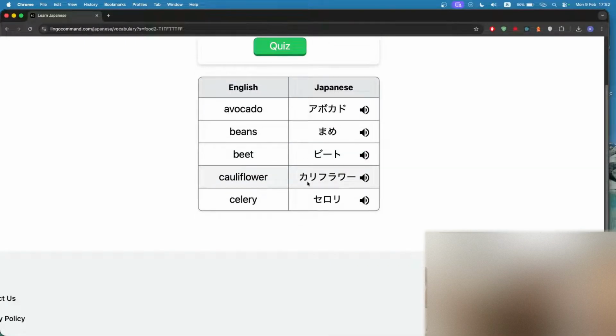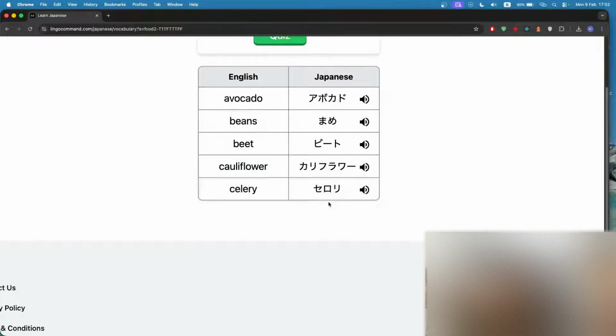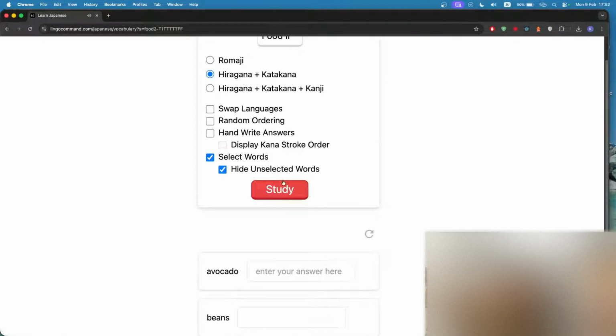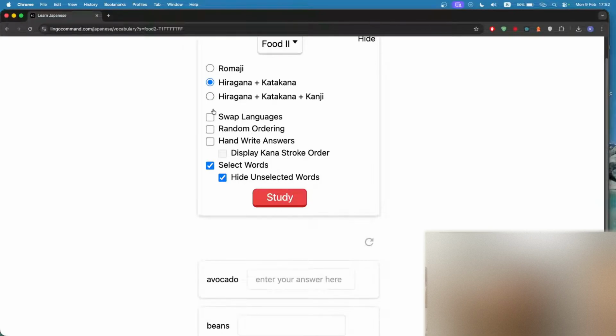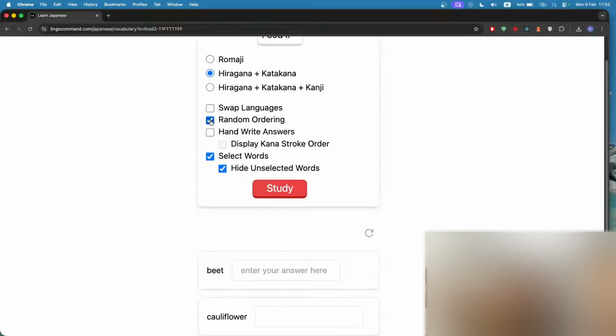Cauliflower. Whoa. Cauliflower. カリフラワー。Oh, this is wa. It is. Cauliflower. Okay, cool. And then celery is celery. セロリ。So this is actually not too bad so far because it's for the most part just a bunch of English loanwords.